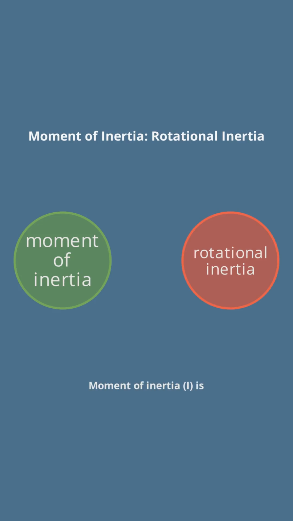Moment of inertia, I, is the rotational analog of mass. It measures how difficult it is to change the rotational motion of a body. The moment of inertia depends on the mass distribution relative to the axis of rotation. For a system of particles, I equals sigma m r squared, where r is the distance from the axis. For continuous bodies, we use integrals. The greater the moment of inertia, the harder it is to spin or stop spinning an object.